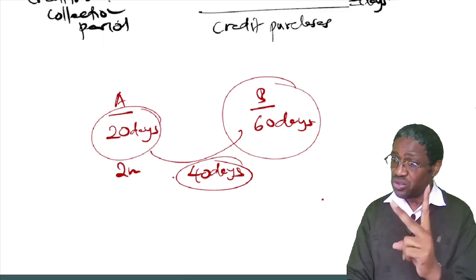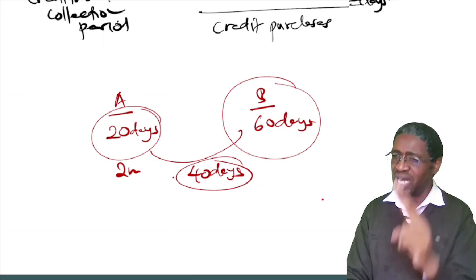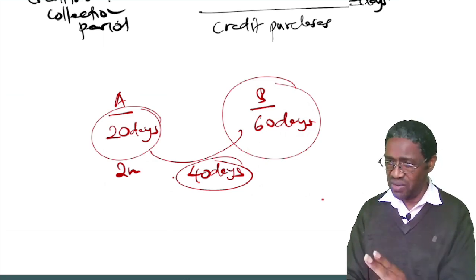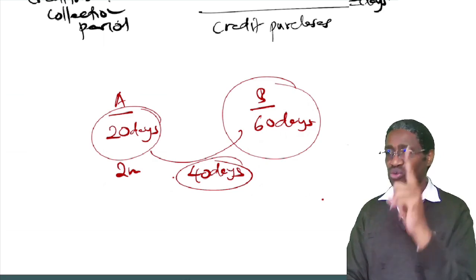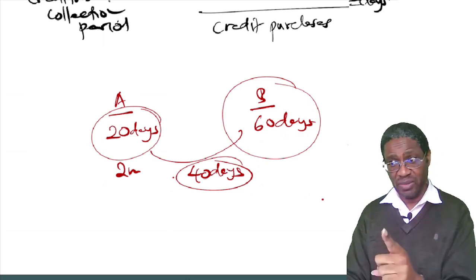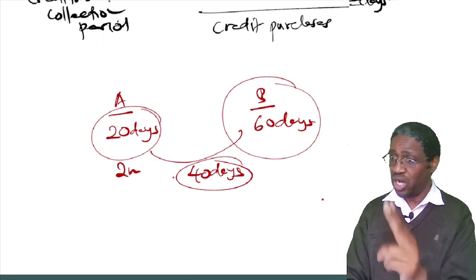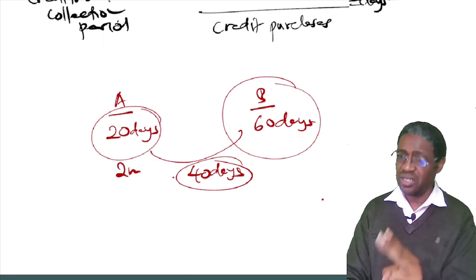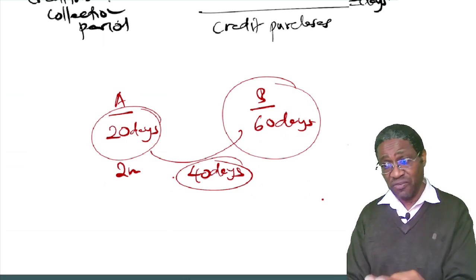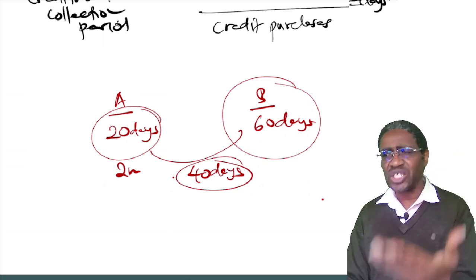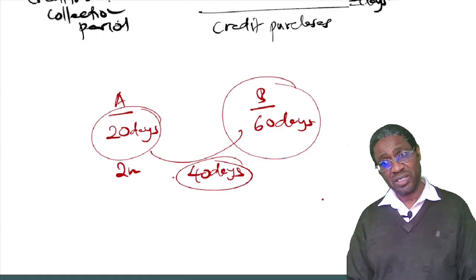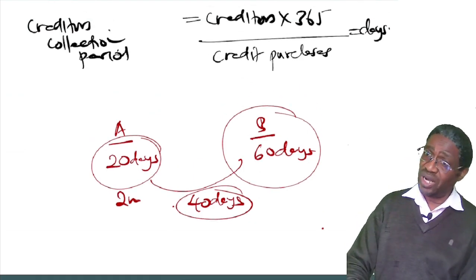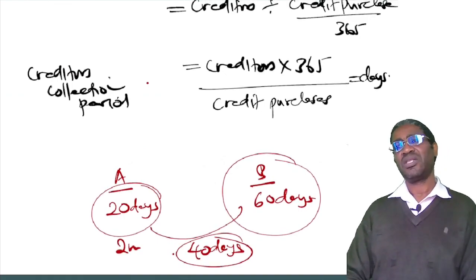Those are the two reasons why we are saying the longer the period, the better the firm. One, you are given enough time to make arrangements for payment. Two, you are given another 40 days to utilize your cash elsewhere and generate profit before the date of payment. That's why we conclude the longer the period, the better the firm.